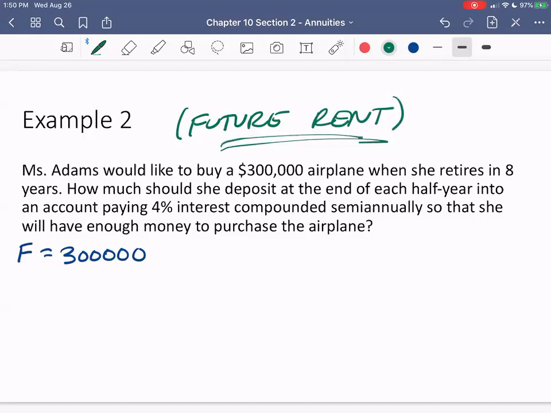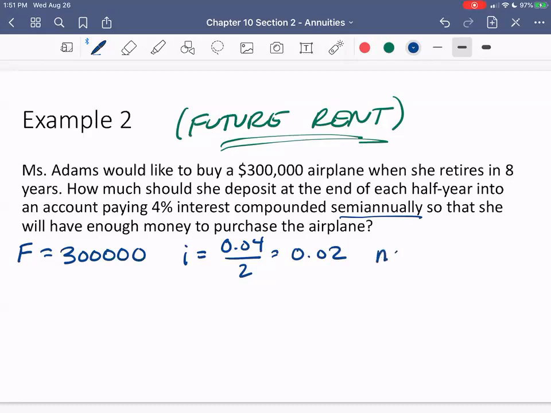That's what we're trying to find. So we do not know R. Our I is our interest, which is 0.04 over the number of times it's compounded in a year. So it's semi-annually, so that's 2. And they give us 0.02.